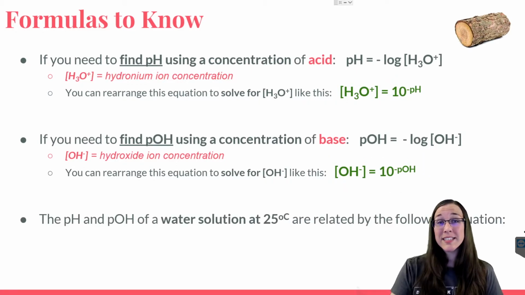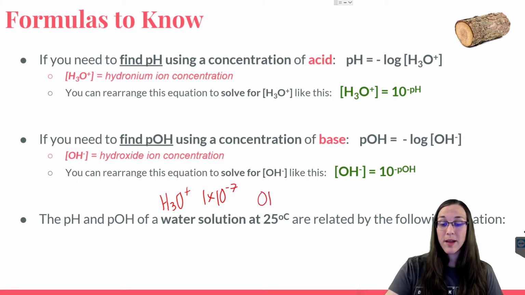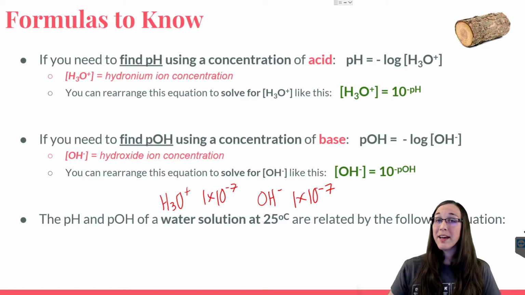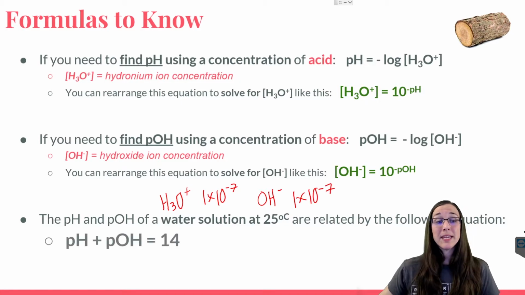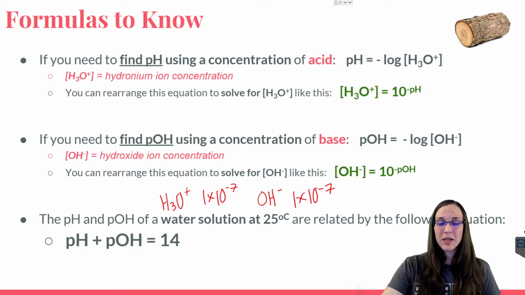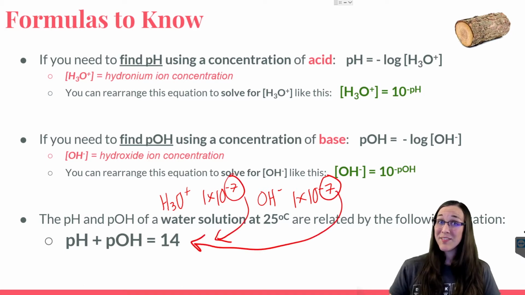In part 1 of this series, we talked about how water has equivalent parts of H3O plus at 1 times 10 to the negative 7 concentration, and equivalent parts of OH minus at 1 times 10 to the negative 7 concentration. Because of this, we can say that pH plus pOH should be equivalent to 14, because 7 plus 7 is 14, and that's the range of our pH scale, 0 to 14.